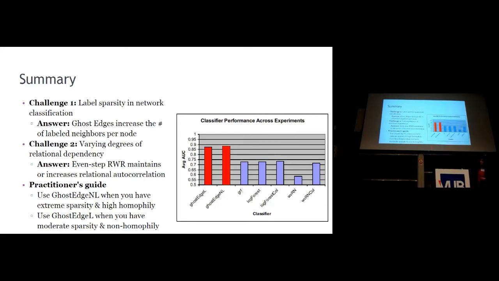And in terms of just a guide to a practitioner who wants to take this, obviously, if you have extreme sparsity in terms of the labels, you cannot learn. So just use a non-learning approach. If you have moderate sparsity and you're not sure about the homophily level, then learn. And then this chart just shows the different classifiers that I talked about. This is average area under the ROC curve. These are the ghost edge approaches of actually making these edges that will allow you teleportation. And then these are the rest.